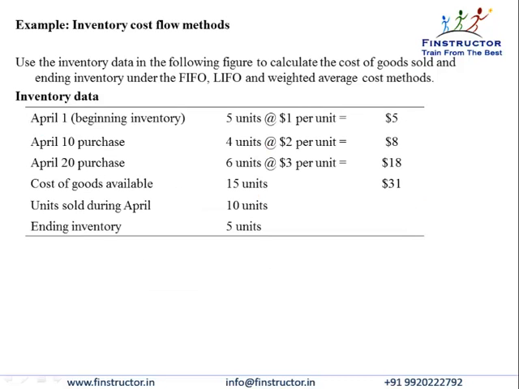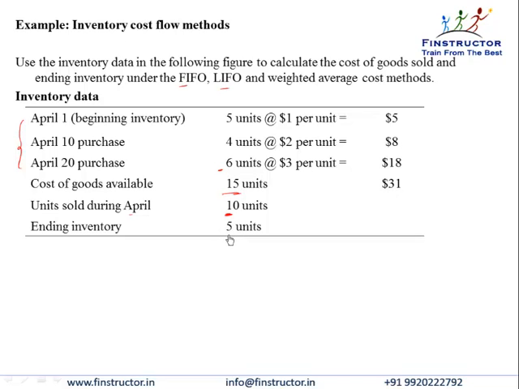So let's do an example. Use the inventory data in the following figure to calculate the cost of goods sold and ending inventory under the FIFO, LIFO, and weighted average cost methods. So in the month of April, we purchased 15 units as described and we sold 10 units. So the ending inventory consists of 5 units.